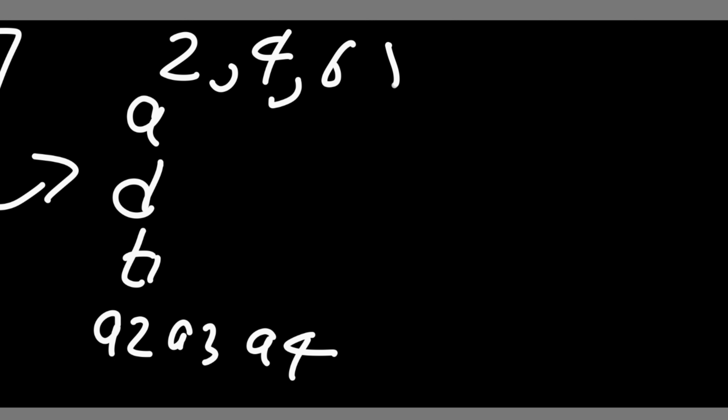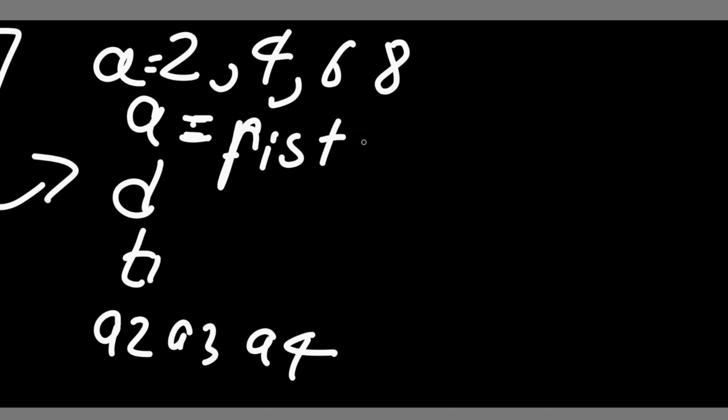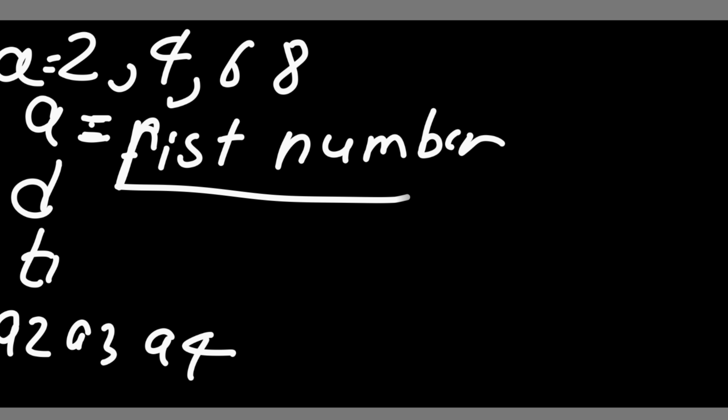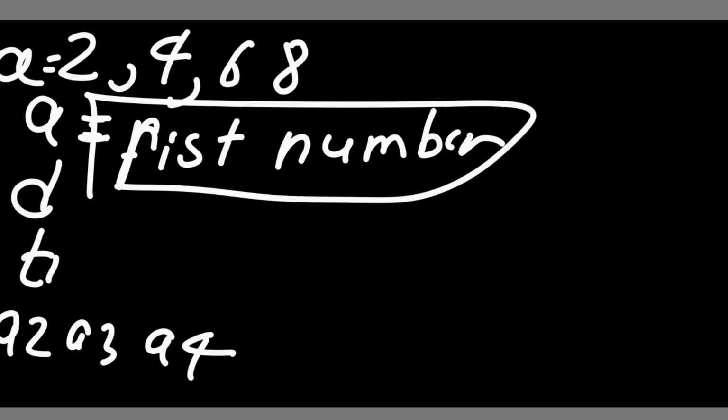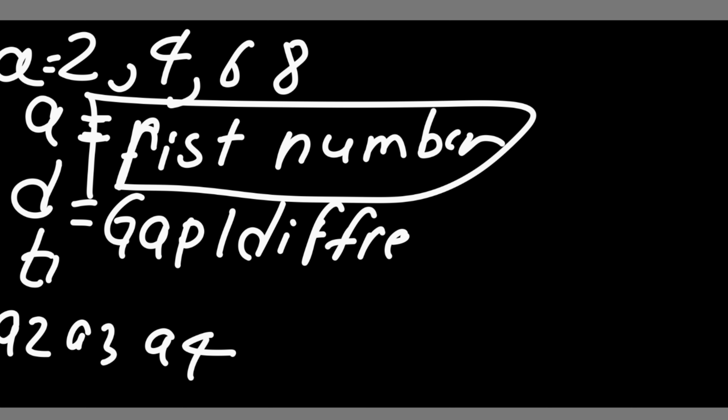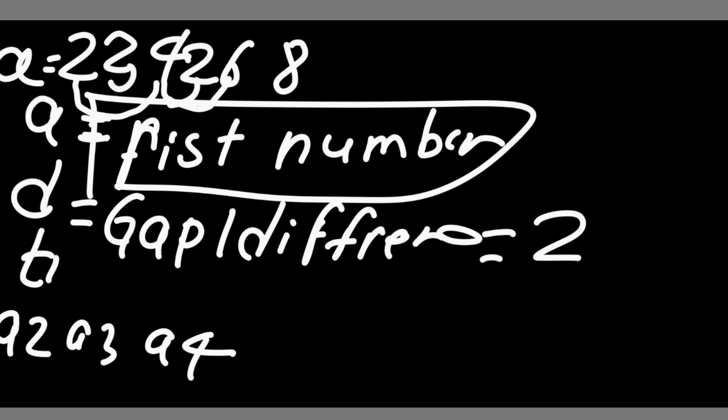2, 4, 6, 8. Here 2 is A. Why? Because A means the first number of the group of numbers. The first number of the series is called A. D just means the gap, or it is called difference. Gap meaning the gap between 2 and 4 is 2. Gap between 4 and 6 is 2. So the gap is 2 here.